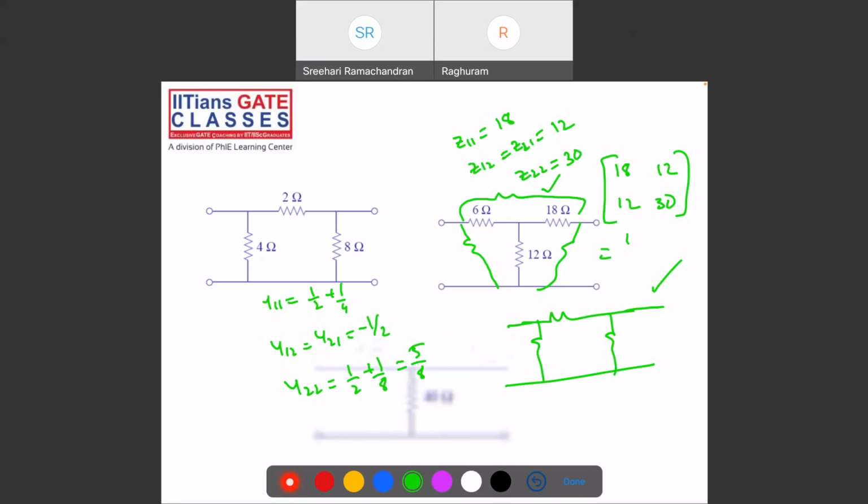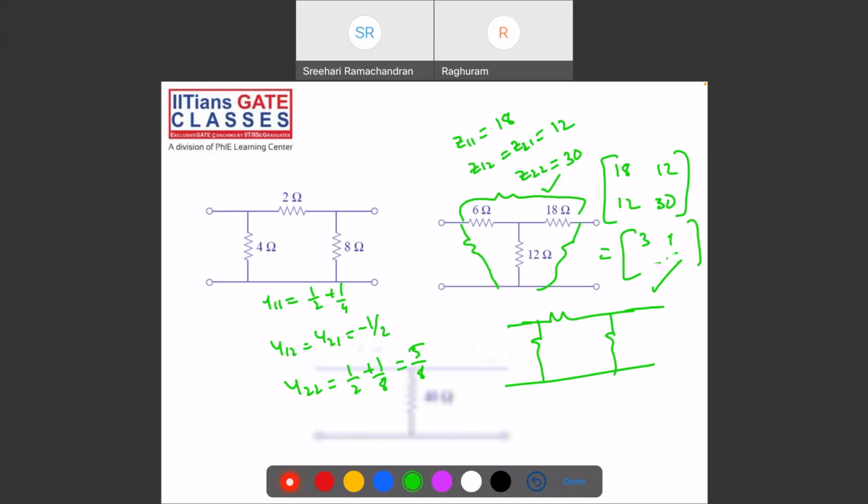6 into 3, 2, 2, 5. So 15 minus 4, determinant is 11. I first computed it wrongly as -1, but the determinant is actually 11.